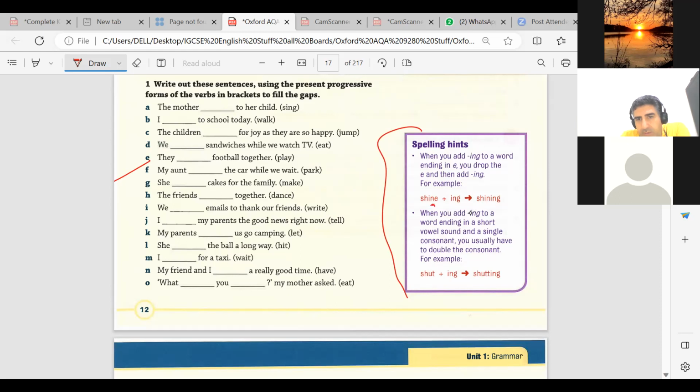When we drop E, if the verb ends in E, you must drop it before adding ing, like shine, shining. Or double the last letter if it is a consonant. To double the consonant. For example, shut, shutting. As you see, stop, stopping.